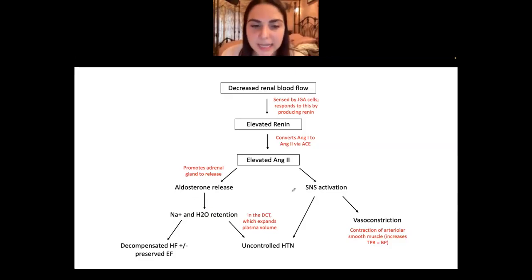And then finally, the last thing that happens is this sodium and water retention, as well as this sympathetic nervous system activation, basically causes now uncontrolled hypertension, because especially with the sodium and the water retention, it's happening in the distal convoluted tubule. So if we're retaining water in the DCT, we're going to expand plasma volume. This just keeps going over and over and over again. And that's what's causing that uncontrolled hypertension.